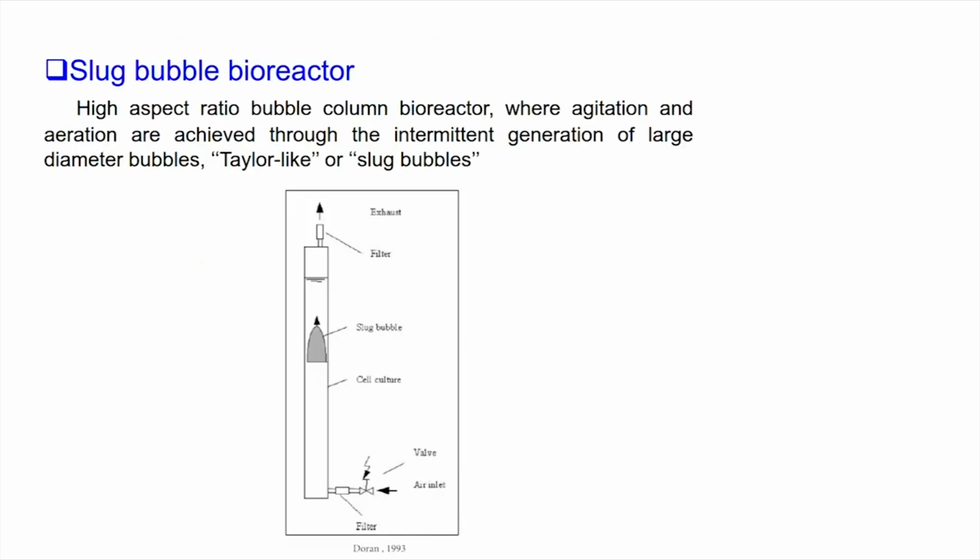Slug bubble reactors are very high aspect ratio reactors. High aspect ratio means the height to diameter ratio is very large.